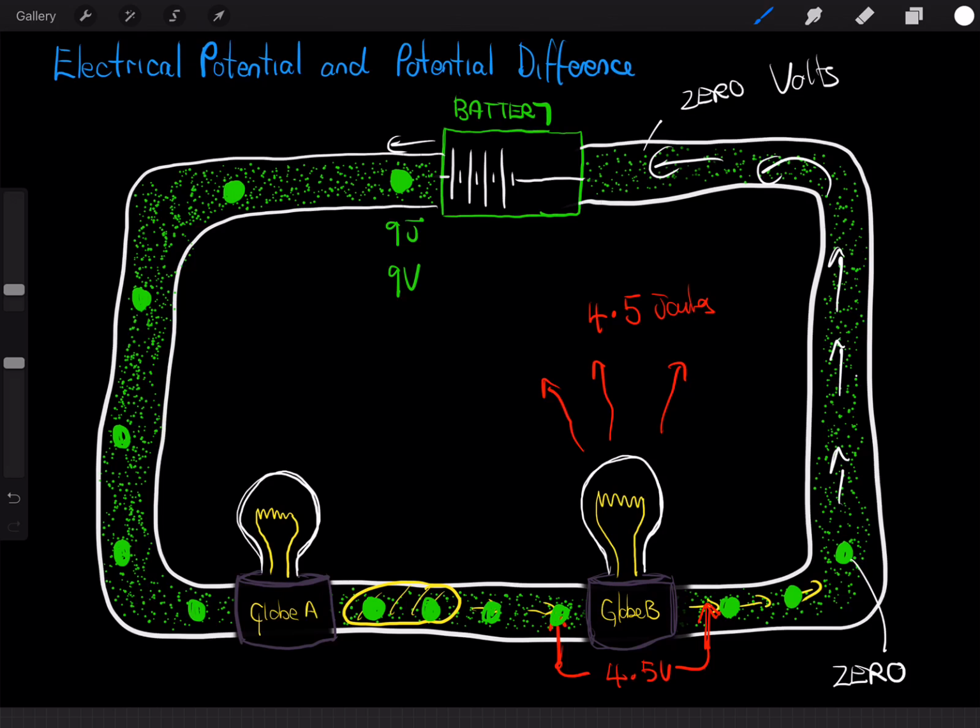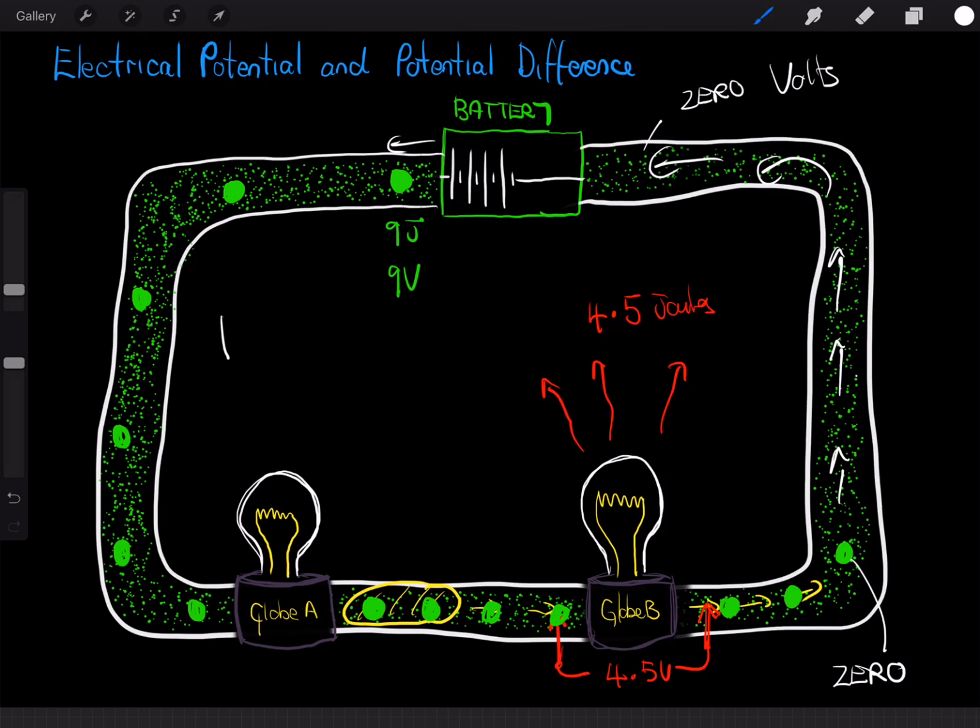And so it's the electrons that are actually, as they move around the circuit, they're actually just conveying energy. They're like a conveyor belt, carrying energy with them to various places around the circuit, where that energy is then transformed to other forms of energy, such as heat and light.